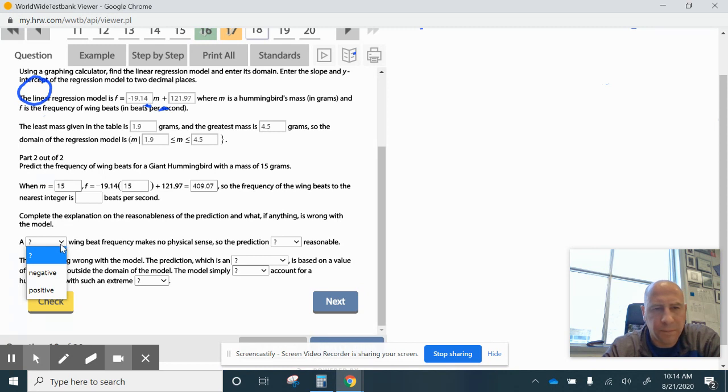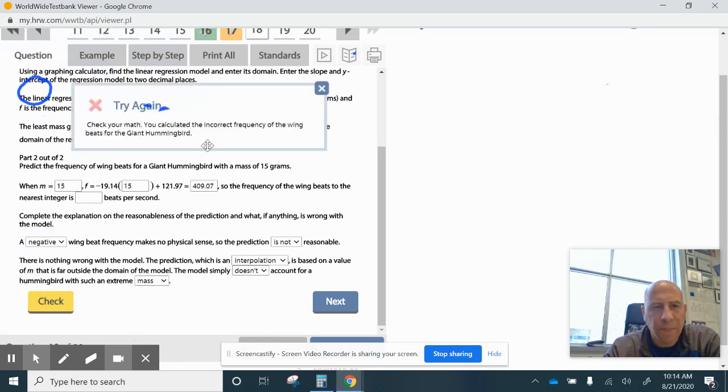See, oh, a negative wing beat. Yeah, because you can't have a negative wing beat. Makes no physical sense. So the prediction is not reasonable. There's nothing wrong with the model. The prediction is based on the value of m that's found outside the domain of the model. Again, we have to look this word up. The model simply doesn't account for a hummingbird with such extreme mass.